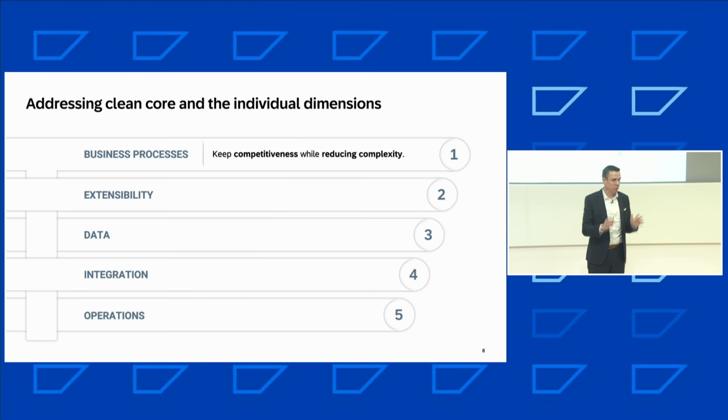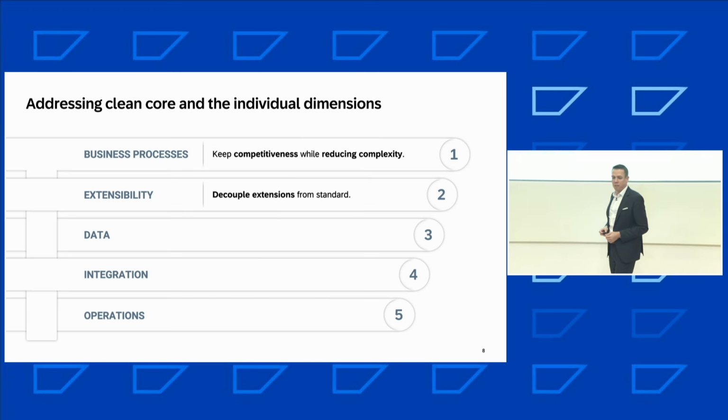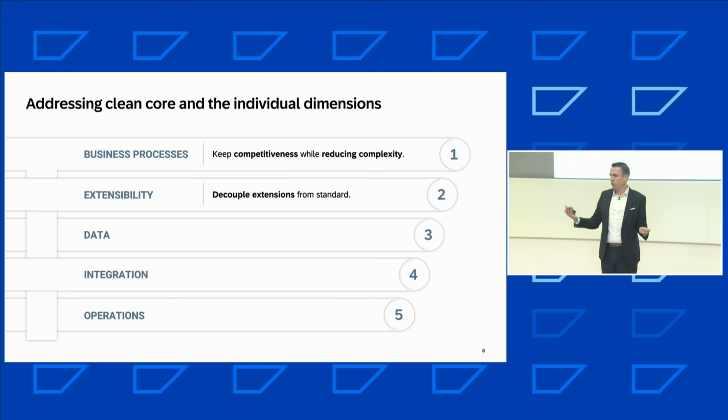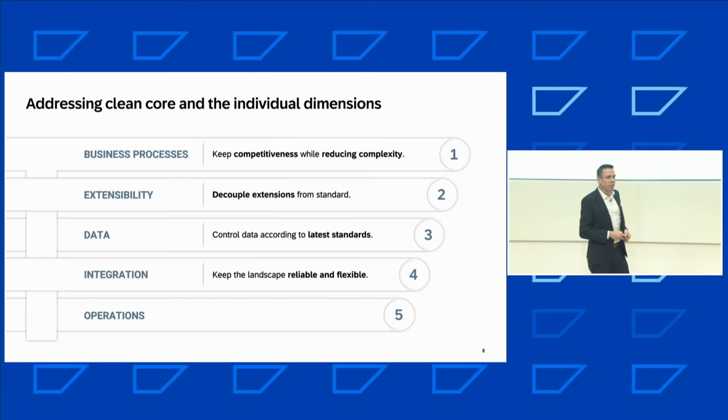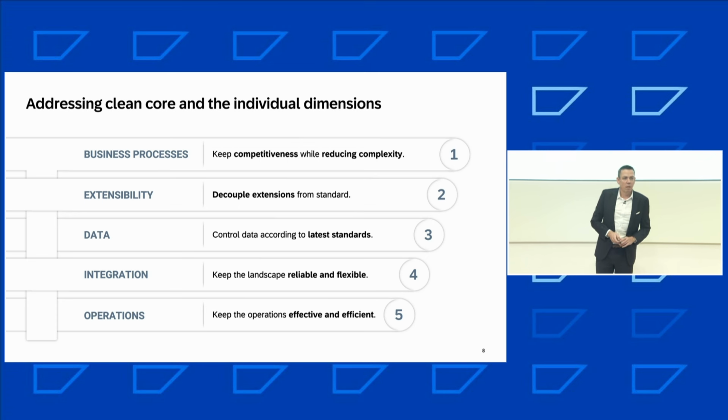It does not mean that you have to have everything in pure standard only, but part of the concept is to fit to standard. The second, extensibility, to decouple the custom code from the SAP code. Third, data management. Fifth, integration domain. And sixth, operations. Today I will focus on the extensibility and share also some additional assets for the business process dimension.